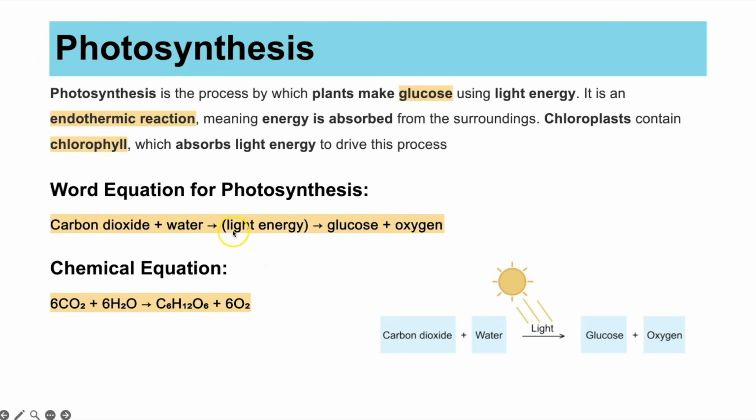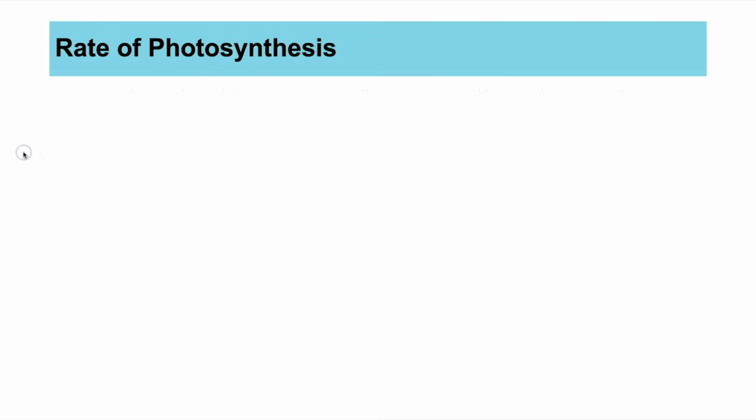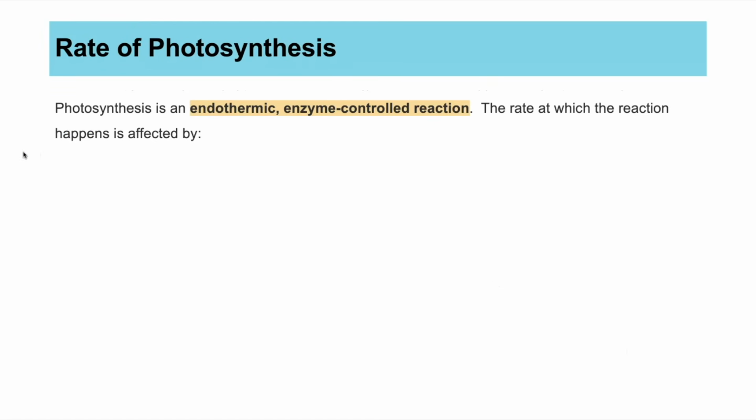Now you don't actually have to write light energy within the equation like this. It often goes over the top of the arrow, like you can see in the image here. Also, if you are new to my entire topic videos, just to let you know, the yellow highlights indicates key marking points. So throughout all of this, look out for those key marking points you should be including in your answers. So you then also need to know about the rate of photosynthesis.